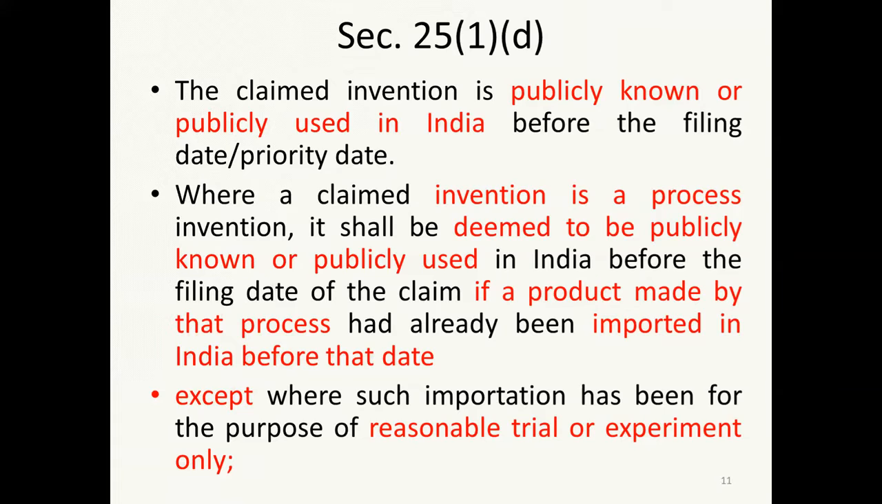So this invention cannot be given a patent, and I'm opposing it under section 25(1)(d), calling it publicly known or publicly used in India. But one condition is there. This pen is available in India in 2019, but I filed the process application only in 2020. But when I am able to prove that the pen was imported to India only for experimental purpose and trial purpose, not for sale, then this ground does not stand valid for you to oppose.